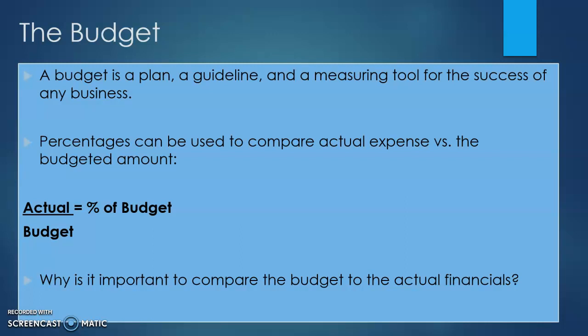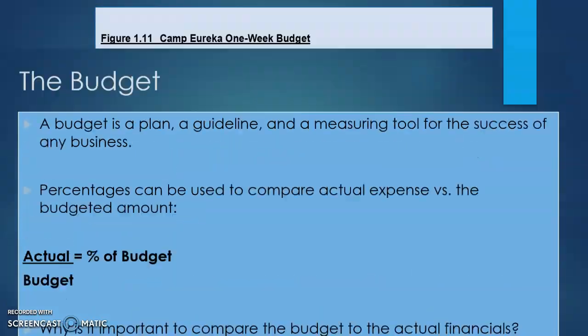Every single good manager's goal is to take their budget and then compare it to their actual numbers, which is then the profit and loss statement, and see what percentage of budget the financials actually ended up at, right? So that's called a percentage of budget.